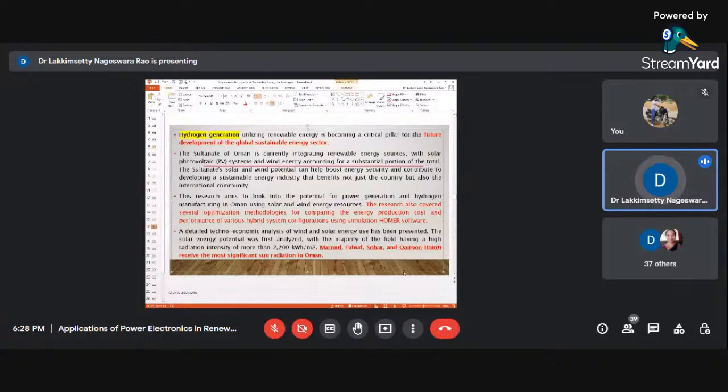For this study, we investigated the techno-economical analysis: what type of technology is the best for Oman. That has to be concluded at the end. The majority of the fields where the radiation intensity is more than 2200 kilowatt hour per meter square have been the focus. The areas are Marmul, Fahud, Sohar, Fairan, Hariti. These are the most significant sun radiations available in Oman.